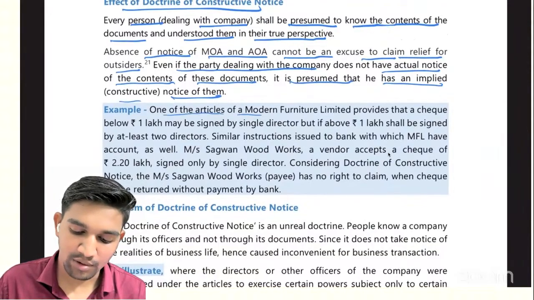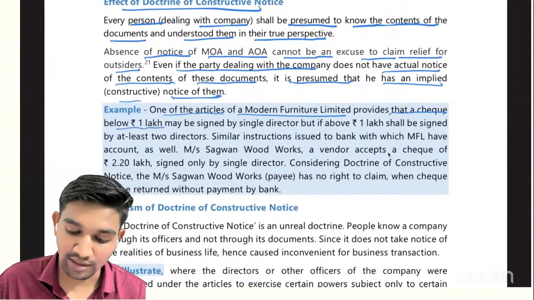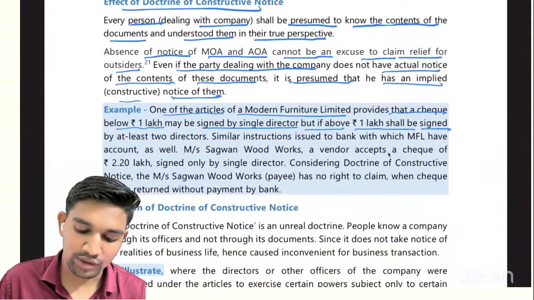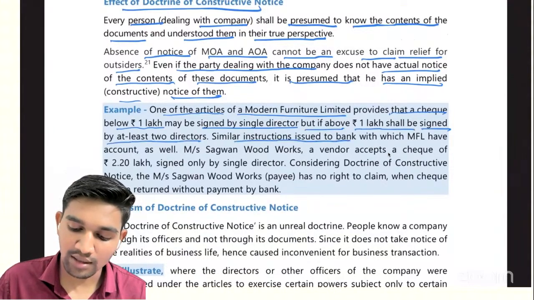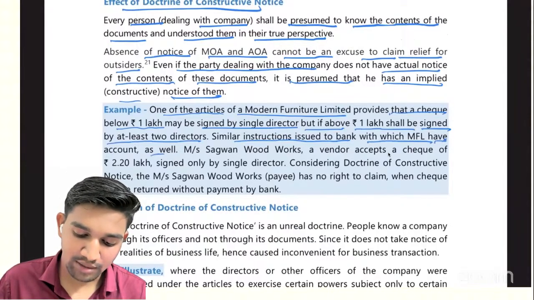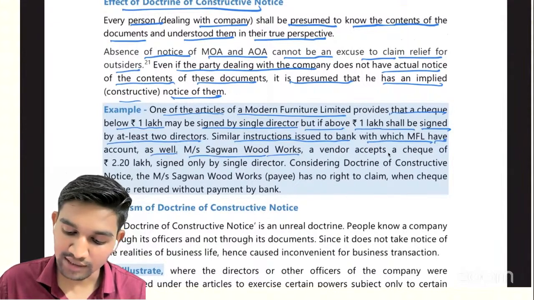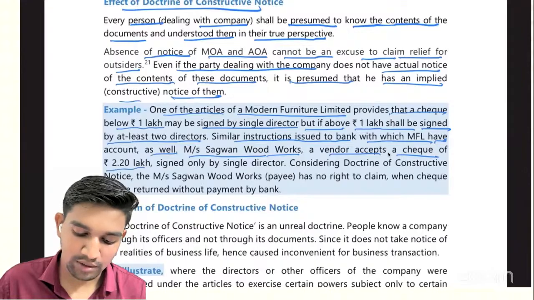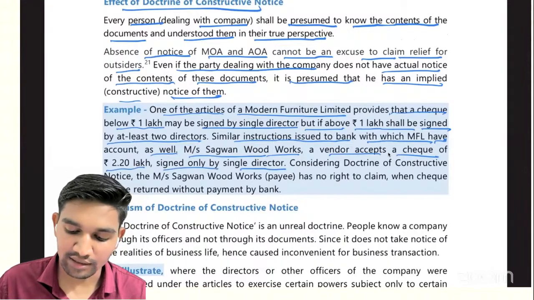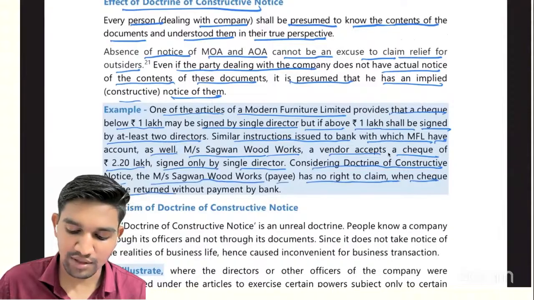One of the articles of Modern Furniture Limited provides that a cheque below rupees 1 lakh may be signed by a single director, but a cheque above rupees 1 lakh shall be signed by at least two directors. A similar instruction is given to the bank with which Modern Furniture Limited has an account. Messrs. Sagwan Woodworks, a vendor, accept a cheque of rupees 2.2 lakh signed by only a single director. Considering the doctrine of constructive notice, Messrs. Sagwan Woodworks has no right to claim, hence the cheque will be returned without payment by the bank.